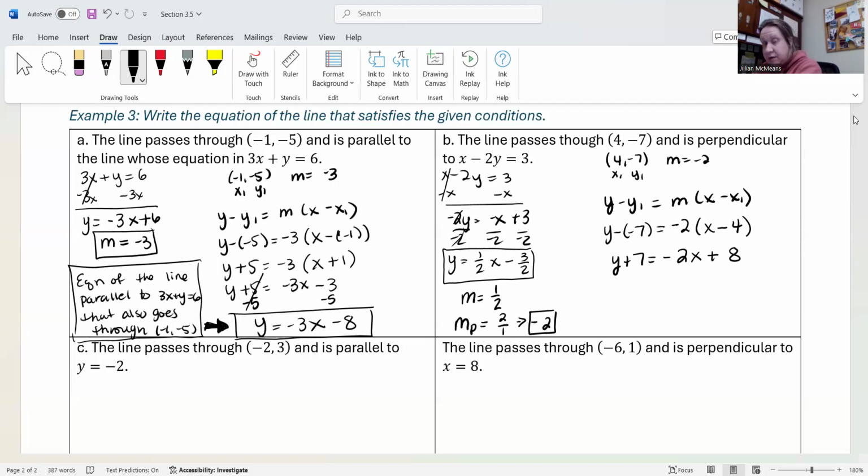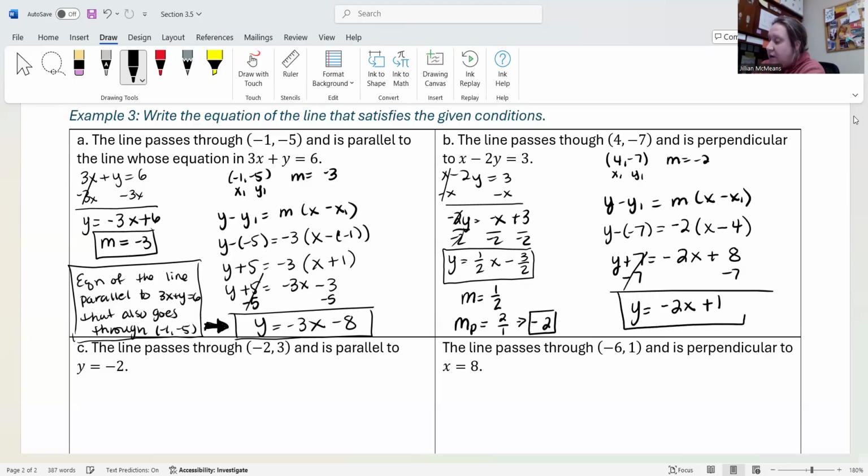Now, in order to solve this for y, I can write it in slope-intercept form if I solve it for y. So I just have to subtract 7 from both sides. That'll undo that addition of plus 7 with the y. So 7 minus 7 is 0, y plus 0 is y, and that leaves me with -2x plus 1.